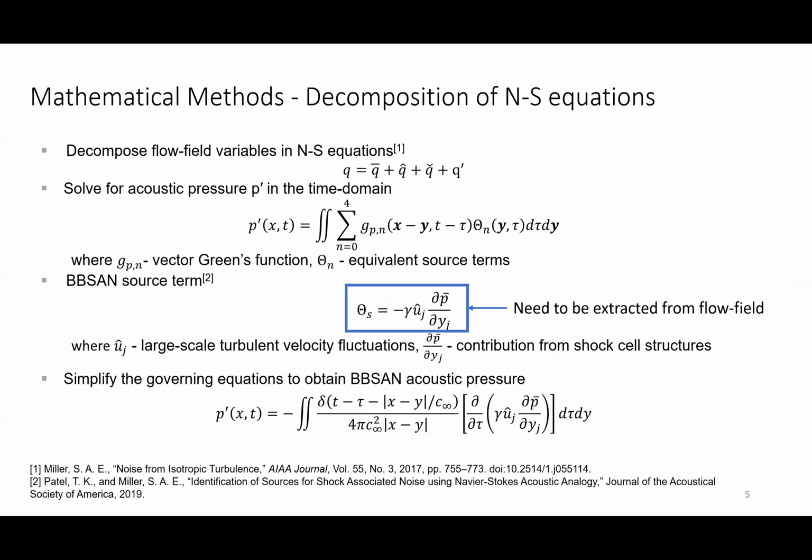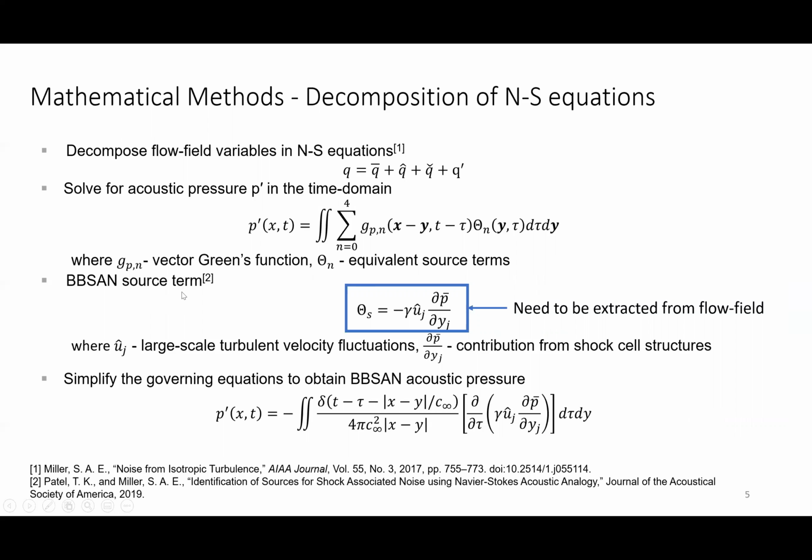The mathematical method used in the present work is based on the decomposition of Navier-Stokes equations, which was first proposed by Dr. Miller to predict the far-field noise generated by anisotropic turbulent mixing. The flow field variables are decomposed into time average components, the large-scale and fine-scale turbulent fluctuations, and the acoustic radiations. The decomposed Navier-Stokes equations are rearranged, and the acoustic pressure p prime can be solved by convolving the vector Green's function and its corresponding equivalent source terms.